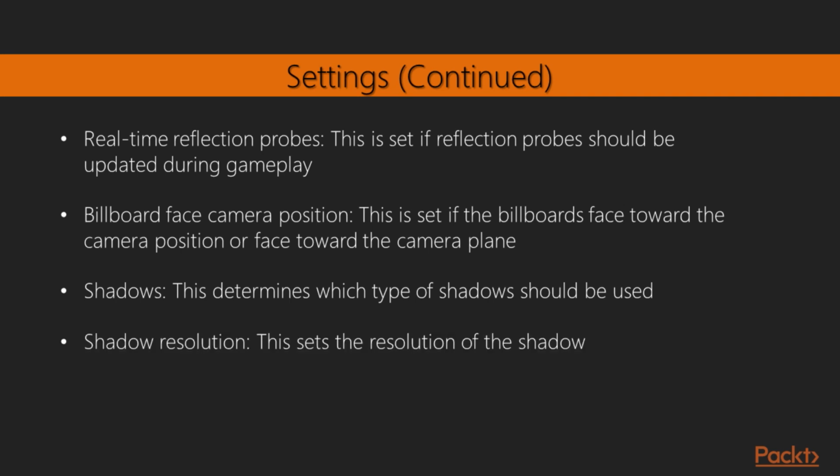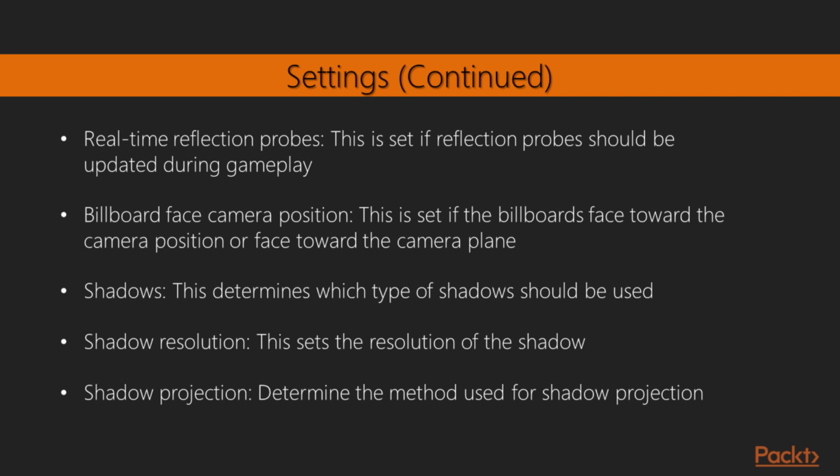Shadow resolution. This sets the resolution of the shadow. Options are low, medium, high, and very high. The higher the resolution, the greater the processing overhead will be. Shadow projection. This setting is used to determine the method used for shadow projection. There are 2 different options for this.